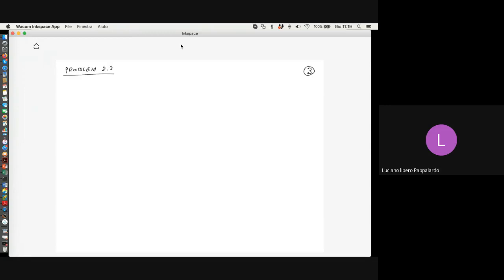Problem 2.3. So let me read again the text. So find the possible values of J P C for a system of a spin 1/2 particle and its antiparticle if they are in an S wave or in a P wave state.